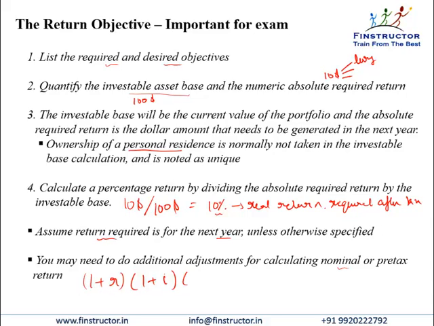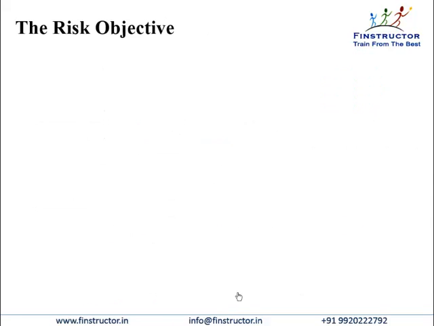So (1 plus R) times (1 plus I) minus 1 would be the nominal required rate. This divided by 1 minus the tax rate will give you the pre-tax required return. Again, we'll understand it better with an example.